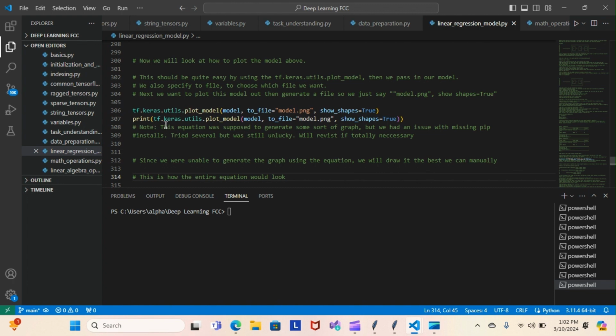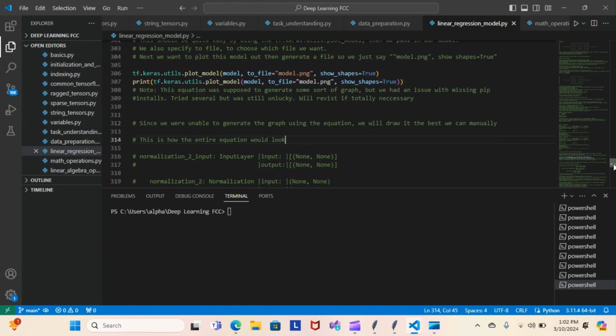Now this is the equation here that we were supposed to run to get our plot. But let's see, I left a note to myself saying this equation was supposed to generate some sort of graph, but we had an issue with the pip installs. We tried several, but still were unlucky. We will revisit if totally necessary.